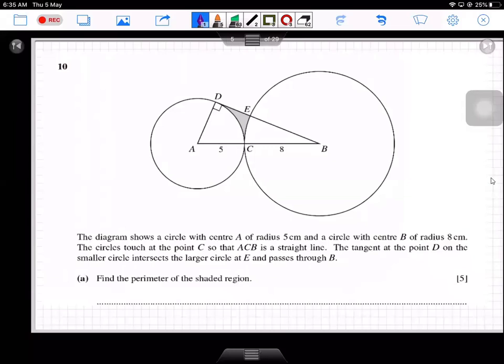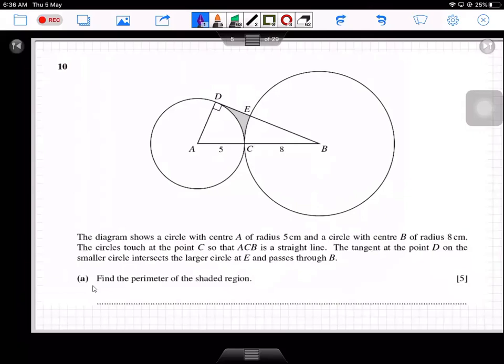The diagram shows a circle with center A of radius 5 centimeters and a circle with center B of radius 8 centimeters. The circles touch at the point C so that ACB is a straight line. The tangent at the point D on the smaller circle intersects the larger circle at point E over here, and it passes through point B, which is the center of the larger circle.